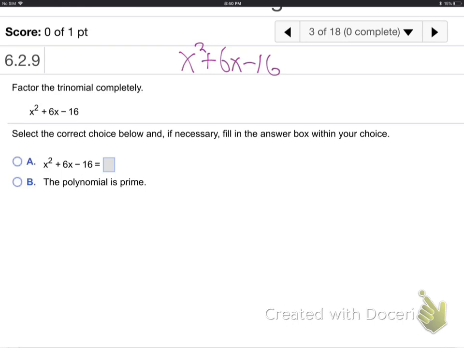Got maybe 25 minutes. Right, x squared plus 6x minus 16. Try that one. Find the two numbers. Multiply to be the back number, add to be the middle. So use your calculator. You got to think about the pluses and minuses.